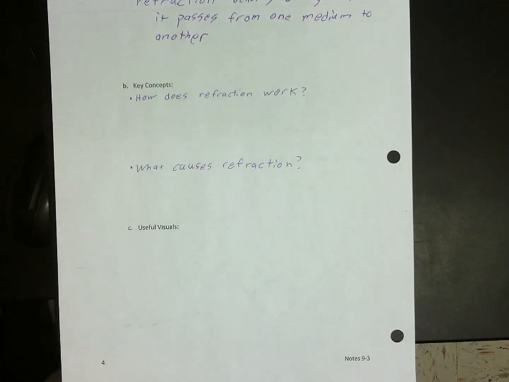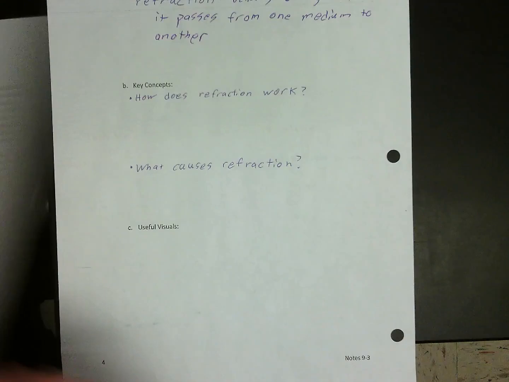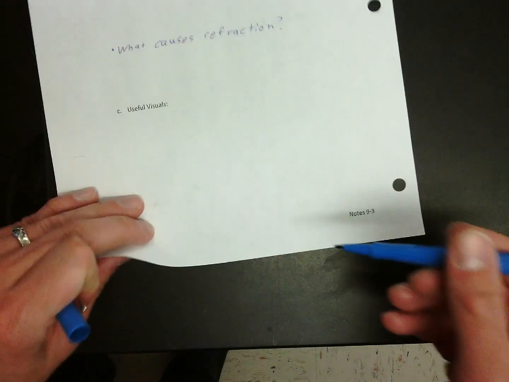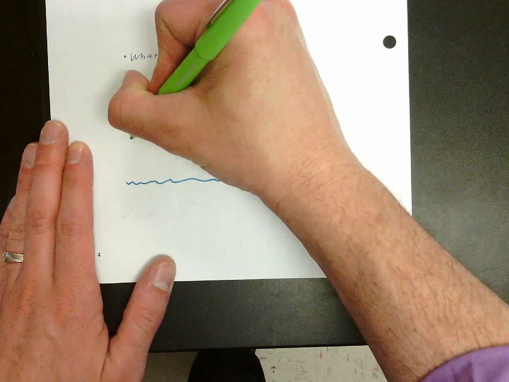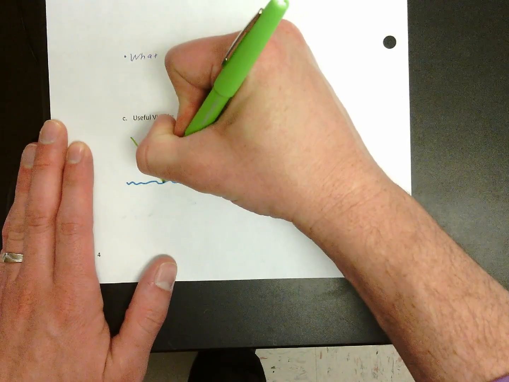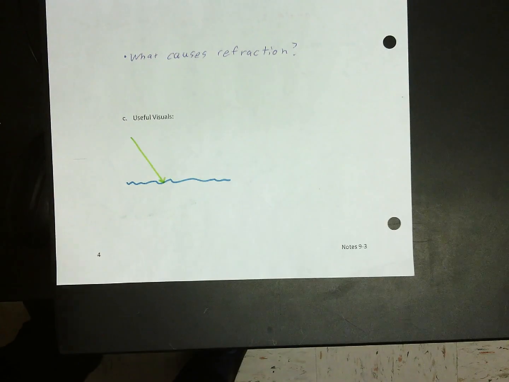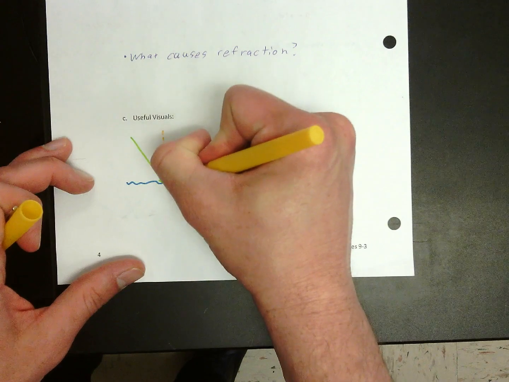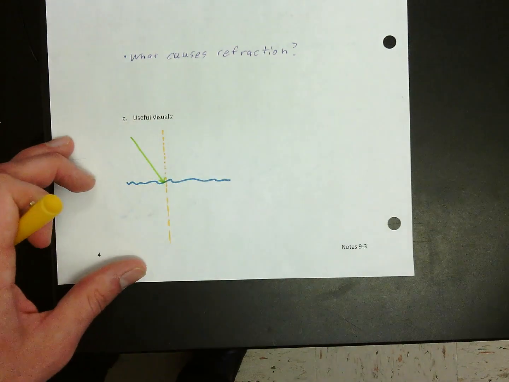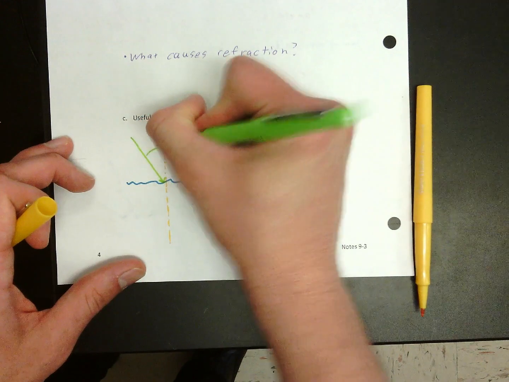I find that a helpful visual is this one here, this 2814 one. So the basic idea is you have water, and then you have some light ray, and that ray is coming in. Okay, there's a vertical normal line, just like there was with reflection. And you have this here that's called the angle of incidence.